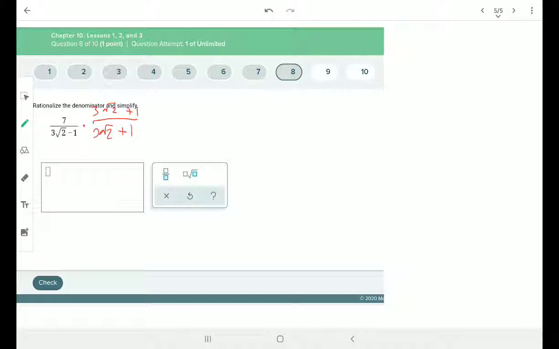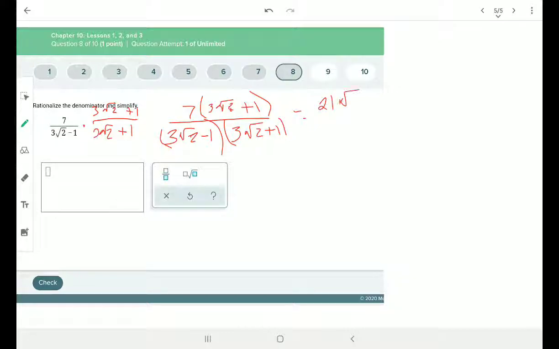So when we multiply, this is going to be 7 times 3 root 2 plus 1. And then this is going to be 3 root 2 minus 1 times 3 root 2 plus 1. Right? And if we multiply that out, we have 7 times 3, which is 21 root 2. 7 times 1 is 7.